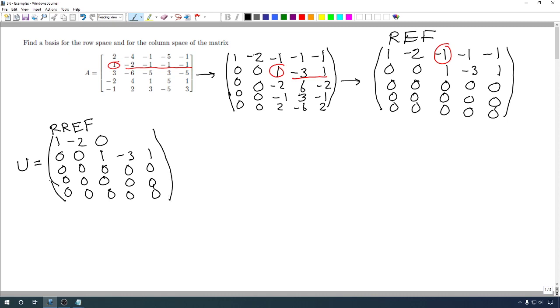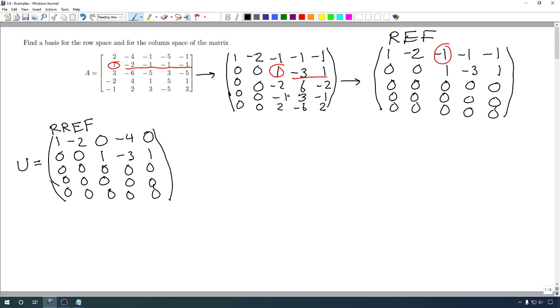And now, what we had to do to change that -1 to a 0 was we added the second row to the first row. That's going to modify the other -1s in that row as well. So -1 plus this -3 will give us a -4. And then -1 plus this one will give us another 0. So this is the RREF for the matrix A.